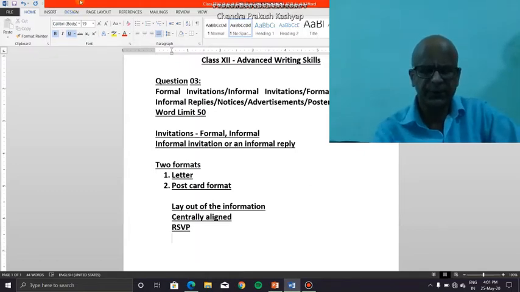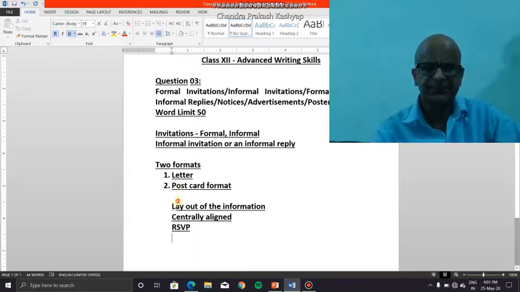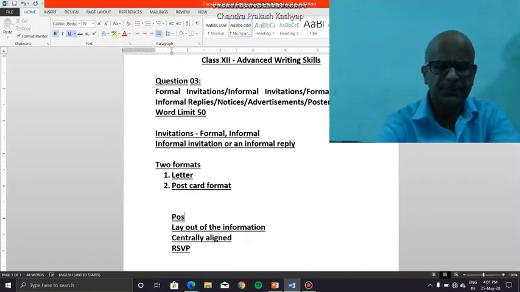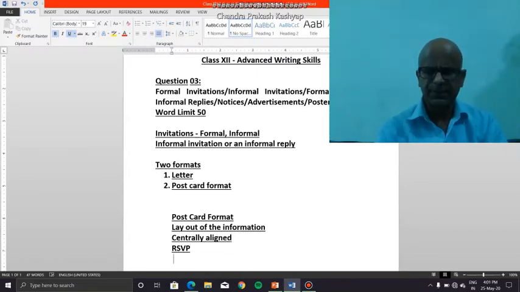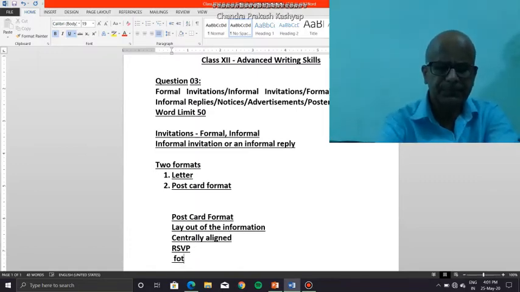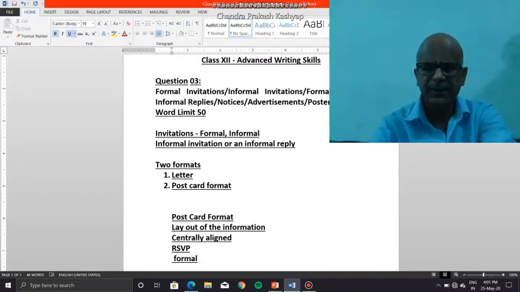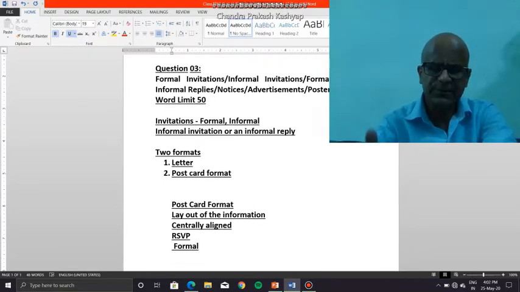This is the postcard format that I am dealing with. In addition to the above attributes of a formal invitation, the language is formal. The tense that is essentially used is simple present.